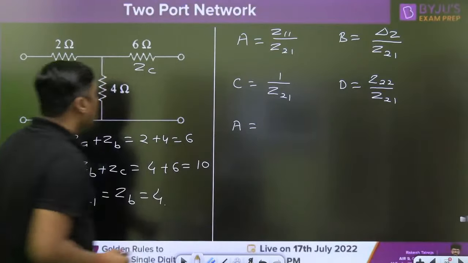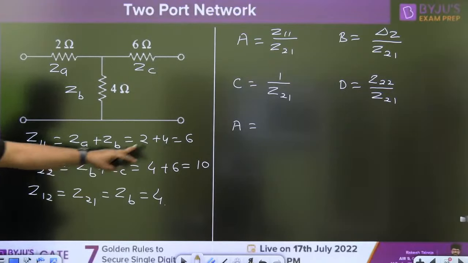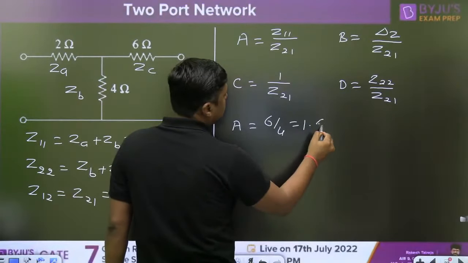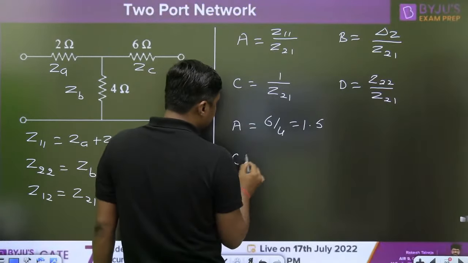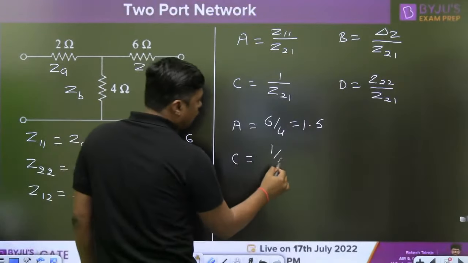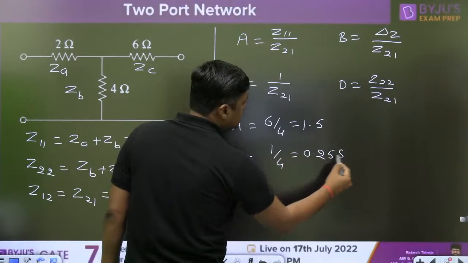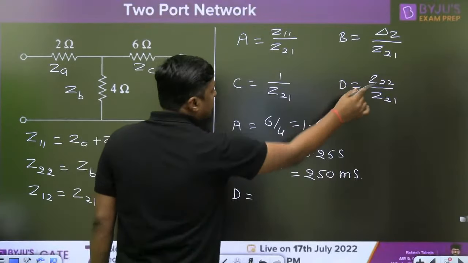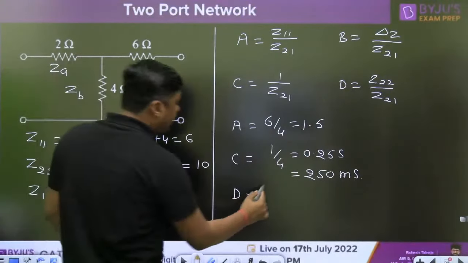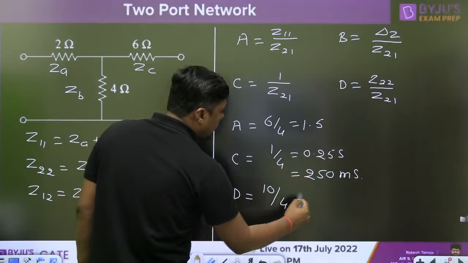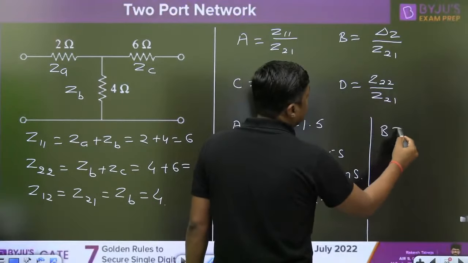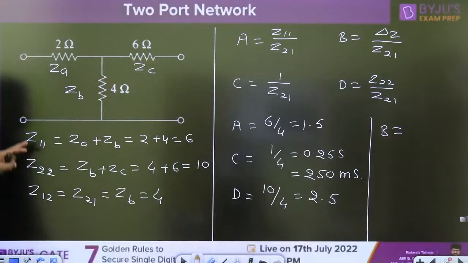If you have an idea about this table or this conversion formula, directly you can find the value of A, my dear. What is Z11? Because for a T network Z is very easy. 6 by 4, that is 1.5. What is C? 1 by Z21, 1 by 4, that is 0.25 Siemens or 250 millisiemens. What is D? Z22 is 10, divided by Z21, 4, that is nothing but 2.5. And finally, B, the determinant of the Z parameters. Determinant means Z11 into Z22 minus Z12 Z21.